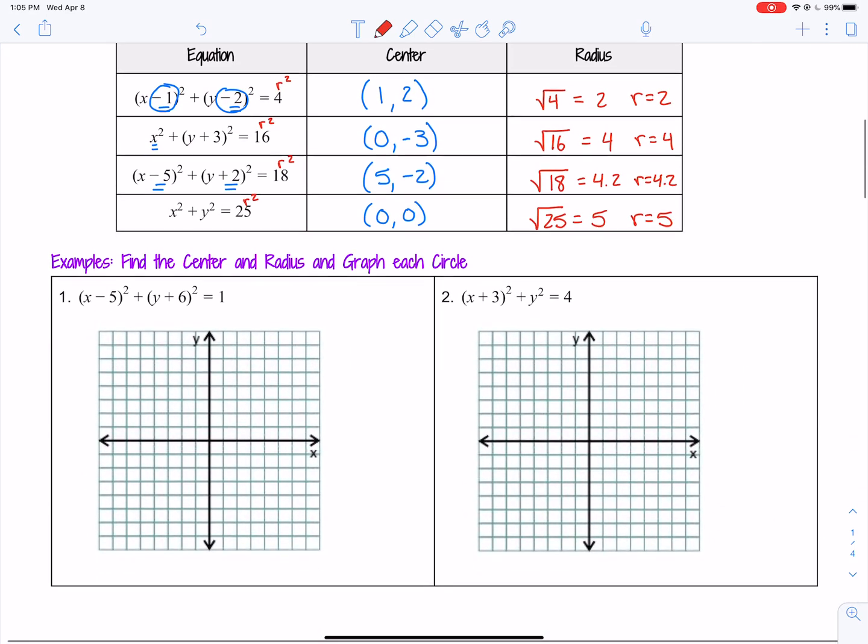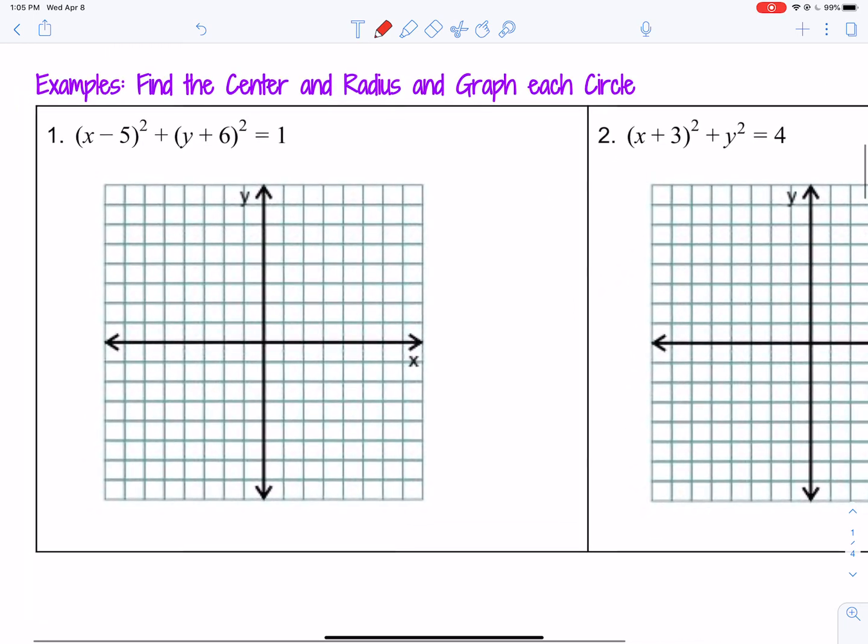Okay, let's look at a few more examples of different things involving circles. In these next two examples, we're going to pick out the center and the radius, and we're going to graph each circle. So using the same method we were using just a minute ago, we're going to pick out the center. So it would be (5, -6). Just change the sign of those numbers with x and y. And then your radius would be the square root of the 1 that's over there on the right side.